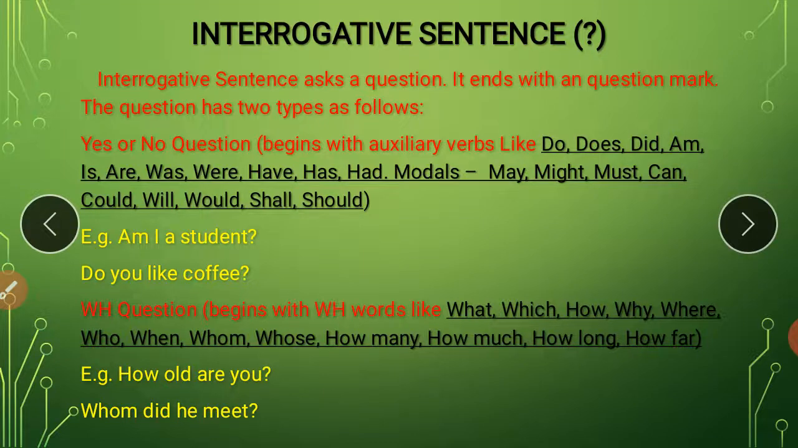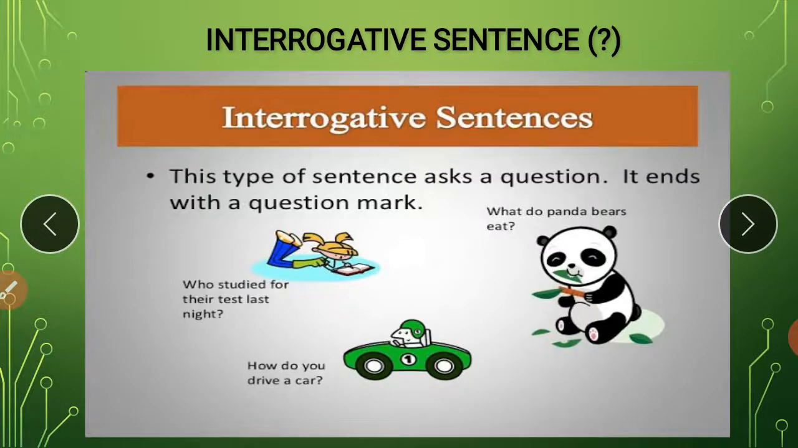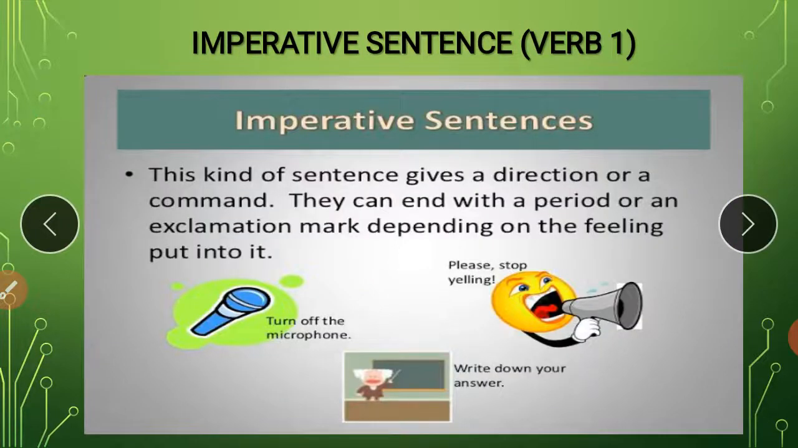So next, WH questions. WH questions start with WH words like what, which, how, why, where, etc. Examples I give you: where are you coming from? How old are you? Whom did he meet? So next we move into the interrogative sentence. Example I give you: who studied for their test last night? How do you drive a car? What do panda bears eat? This type of sentence asks a question and ends with a question mark. Easily you can identify. Okay, see next.